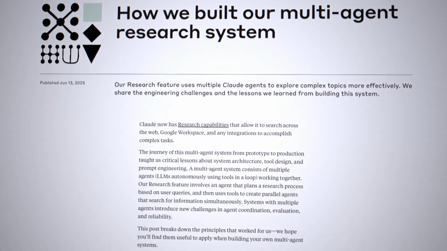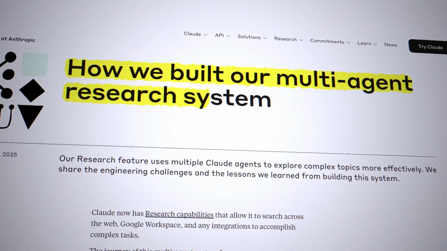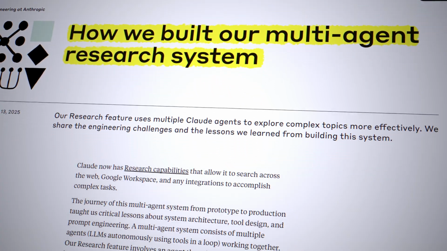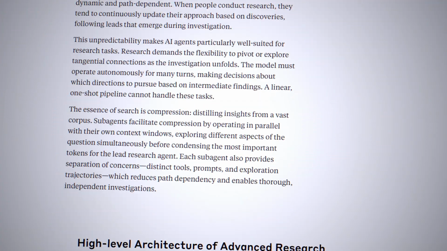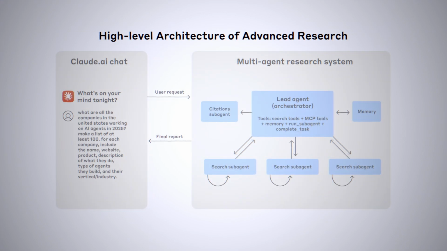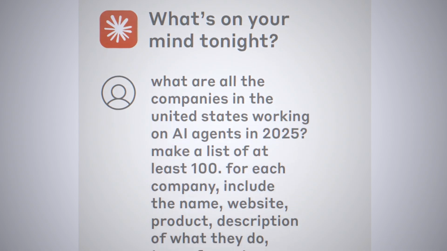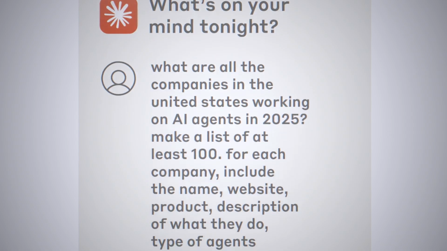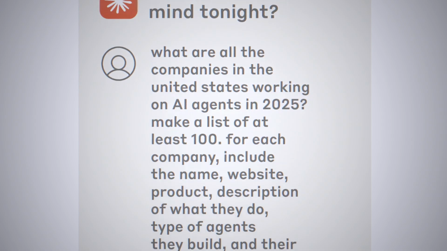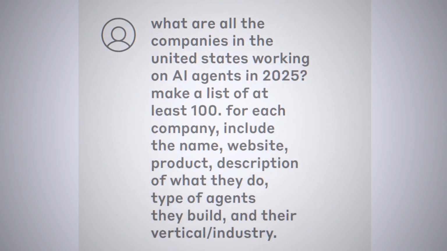Some of you might have seen this blog from Anthropic. It's how we built our multi-agent research system. And this is such a good example of context engineering. This is a high-level architecture of how they built it. So the user might have a question like, what are all the companies in the United States working on AI agents in 2025? Make a list of at least 100 of them. For each company, include the name, the website, the product description, what they want to do, types of agents, what they build, and their vertical/industry.